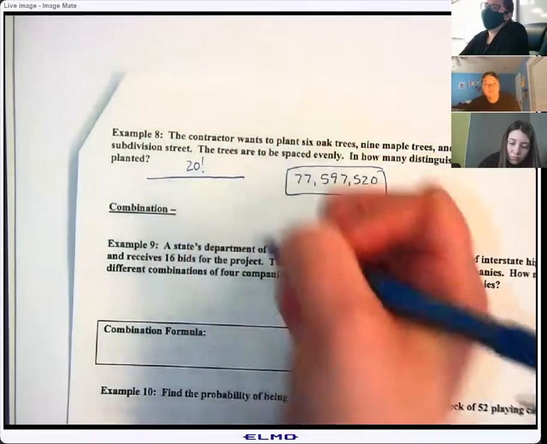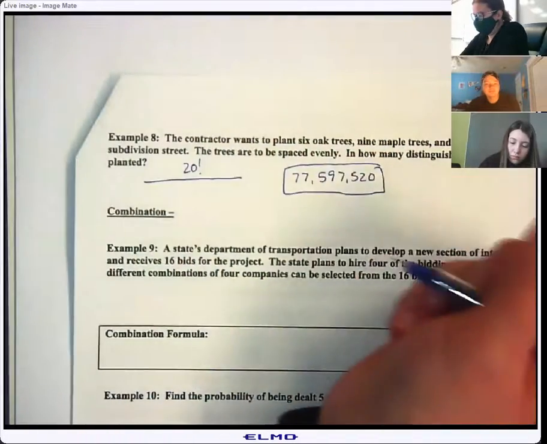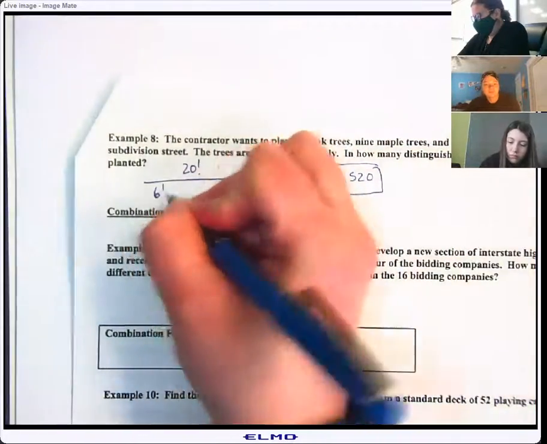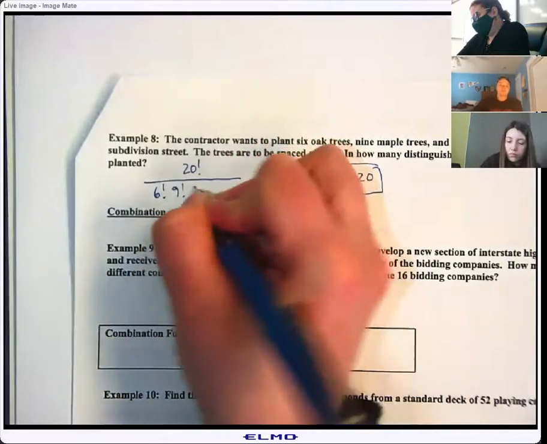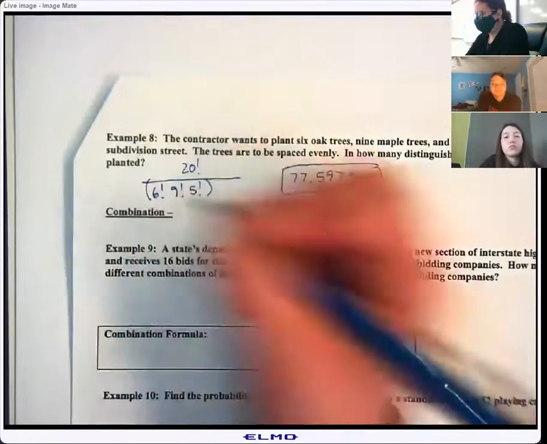It's called a factorial. And then on the bottom you have 6 factorial times 9 factorial. That's exactly right. And those go in parentheses.